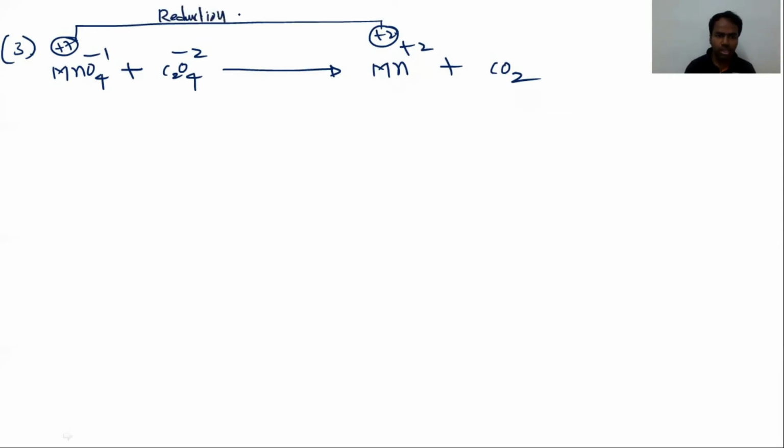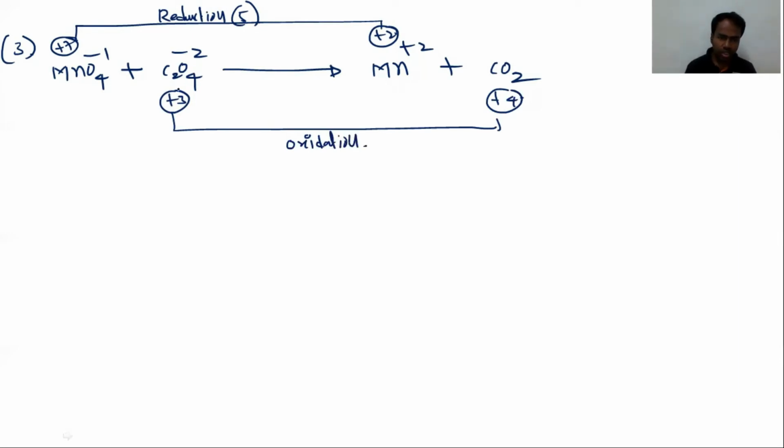So what is the change in oxidation state here? This is 5. Here carbon is plus 3 oxidation state, here carbon is plus 4. Then what is the change in oxidation state here? 1. This is oxidation. Okay, change in oxidation state is 1. But in this oxalate ion 2 carbons are there, 2 into 1, so that is 2 oxidation state. So then how can you make them equal? This is into 2 and this is into 5.